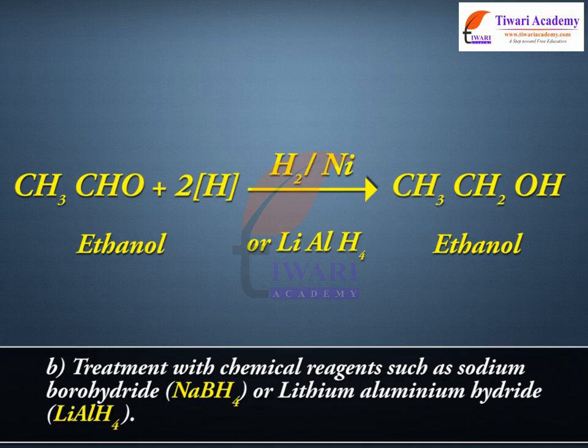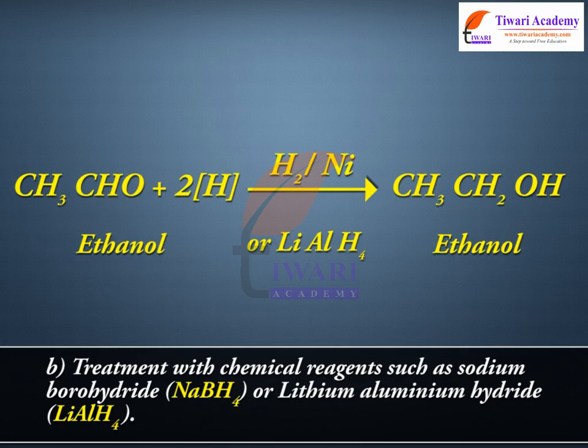Aldol condensation. Aldehydes and ketones undergo a reaction in the presence of dilute alkali as catalyst to form beta-hydroxyaldehydes, aldol, or beta-hydroxyketones, ketol, respectively. This is known as the aldol reaction. The aldol and ketol readily lose water to give alpha, beta-unsaturated carbonyl compounds, which are aldol condensation products, and the reaction is called aldol condensation.